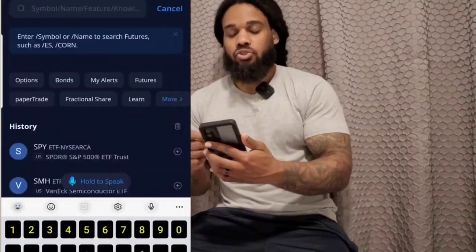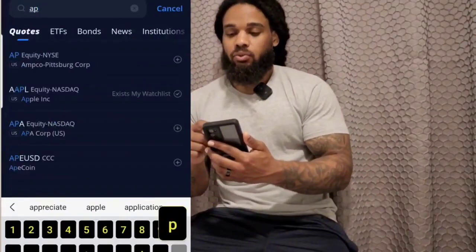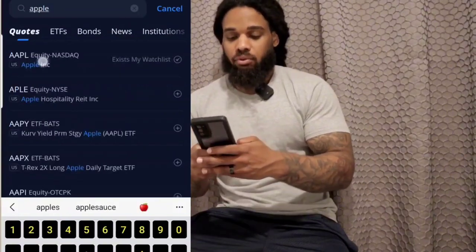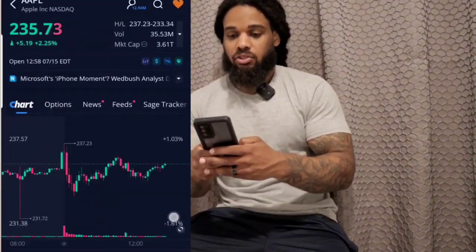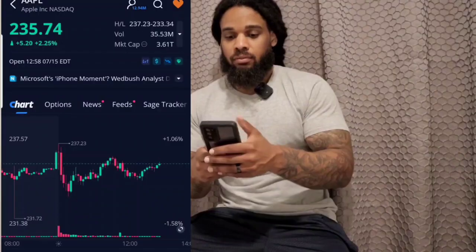Let's talk to you guys about how to trade options for beginners on Webull. All right, so the first thing that we're going to do is look for the stock that we are going to trade. In this case, we're going to do Apple for the example. So we're going to come right in the search section and type Apple.